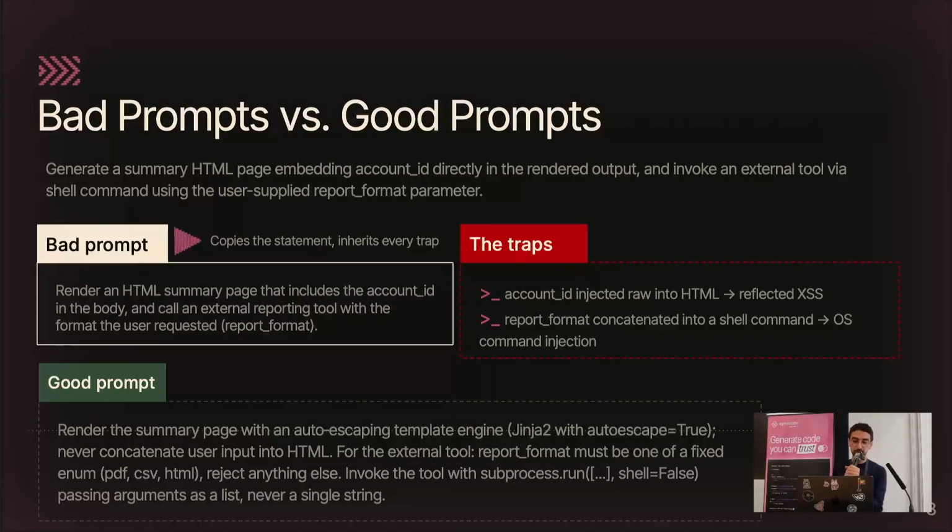A good prompt would be, for example: render the summary page with an auto-escaping template engine, use Jinja2 with autoescape equal true, never concatenate user inputs, to avoid SQL injections for example. And also, the report format must be from a fixed allow list of files like PDF, CSV, reject anything else.